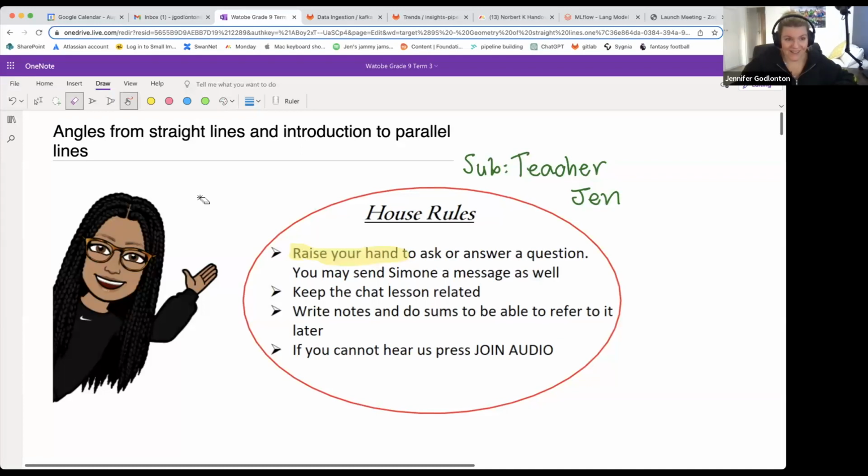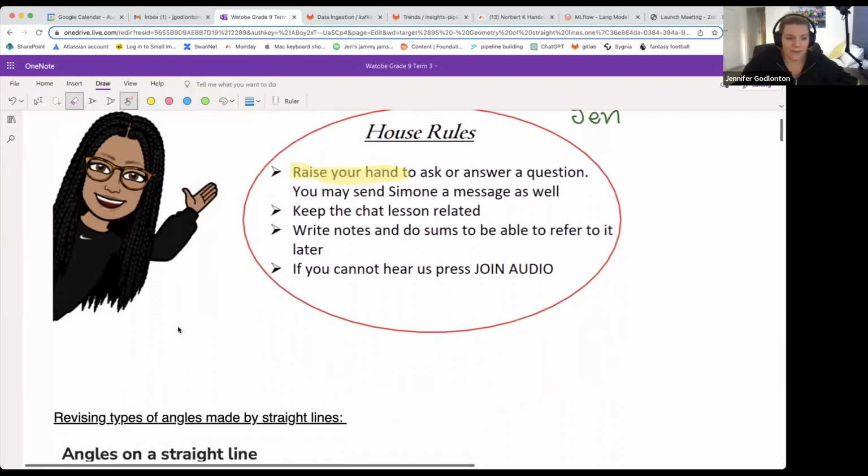Get going. We're carrying on with geometry today, and we're going to be doing a couple of rules. It's mathin' time. Yes, it is. Let's get going.